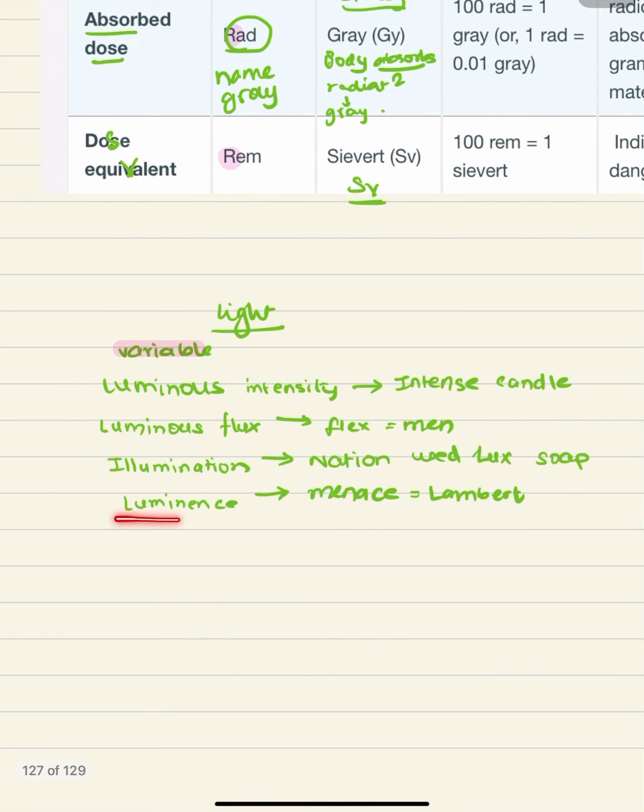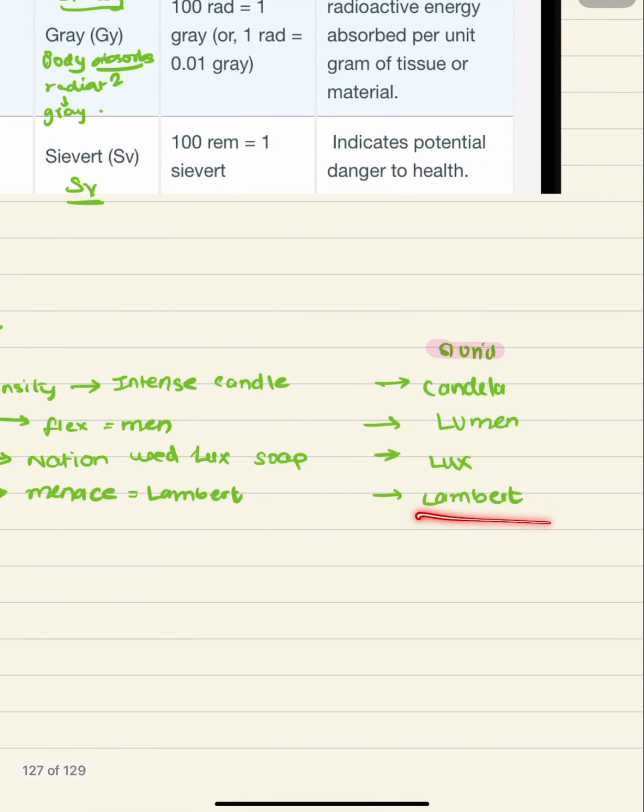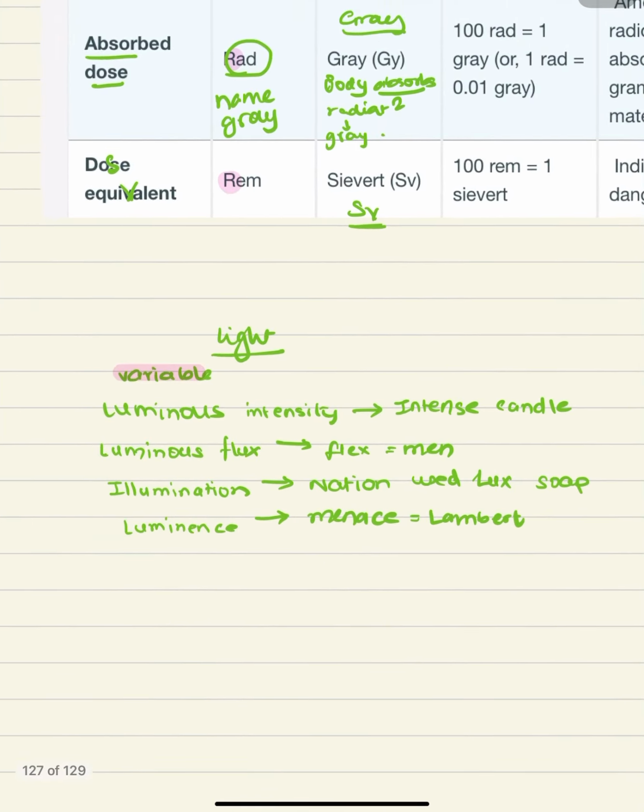Coming to luminescence, it has menace. Menace sounds like menace, like a person who's very problematic, like Lambert. Lambert is a very problematic person, that's why he is the SI unit of luminescence, okay, luminescence. So we are done with luminous intensity, we're done with luminous flux, we're done with illumination and luminescence.